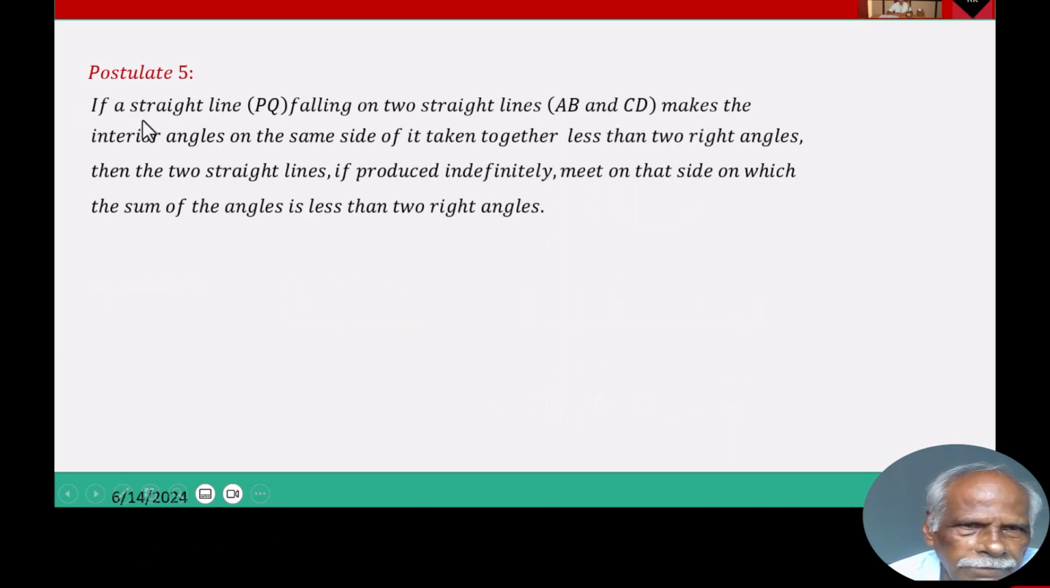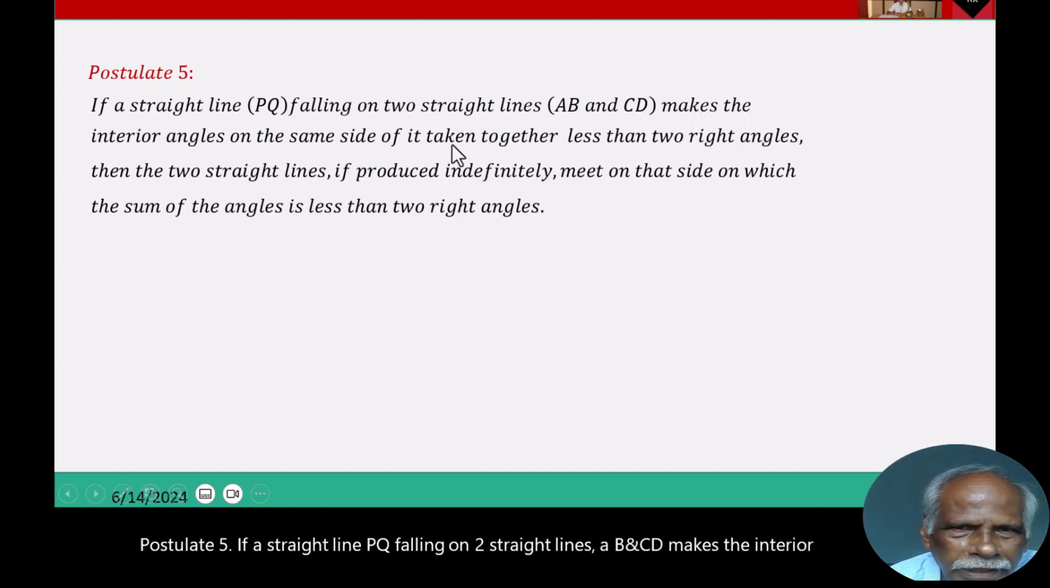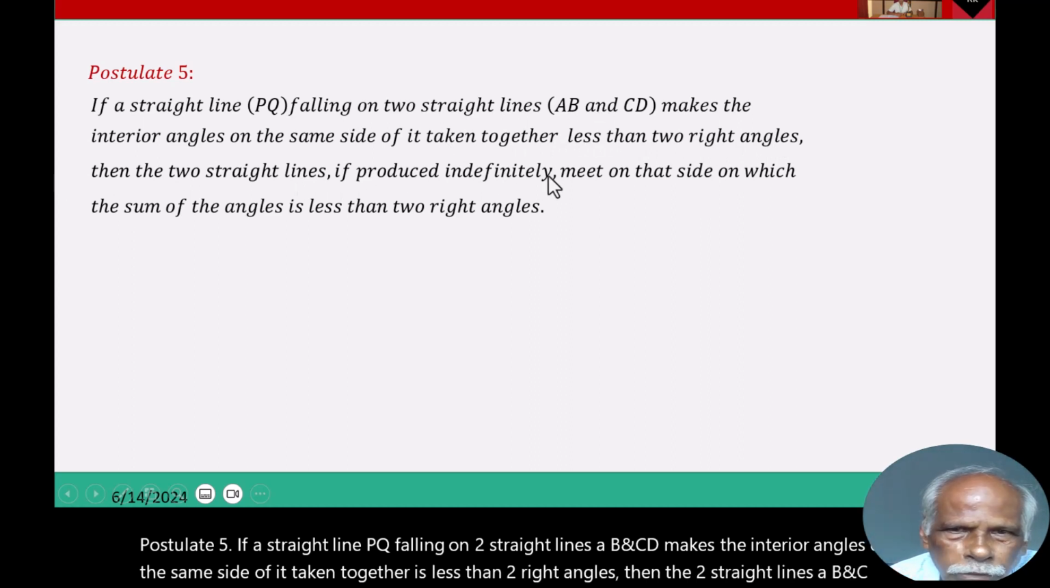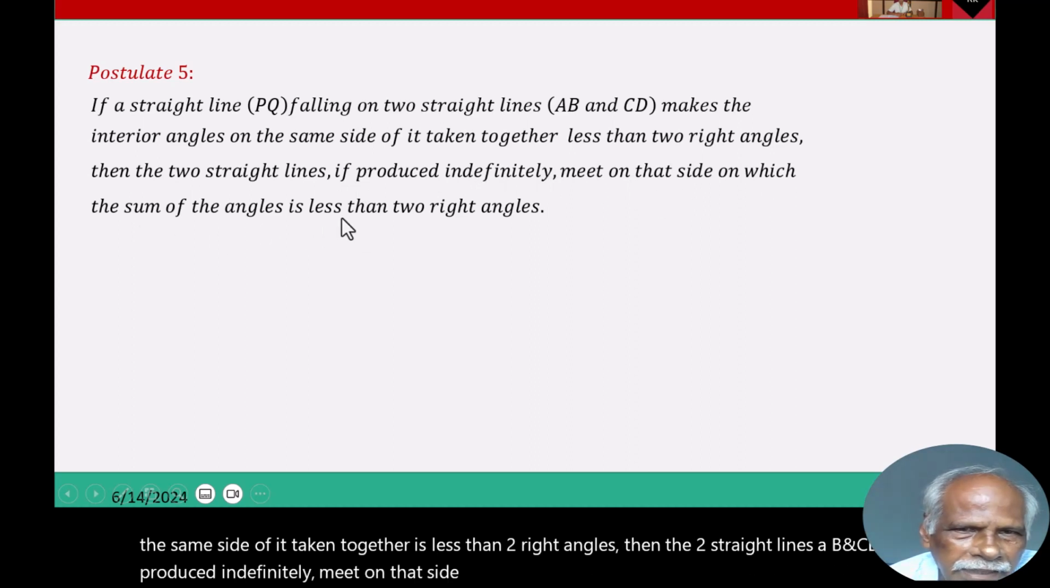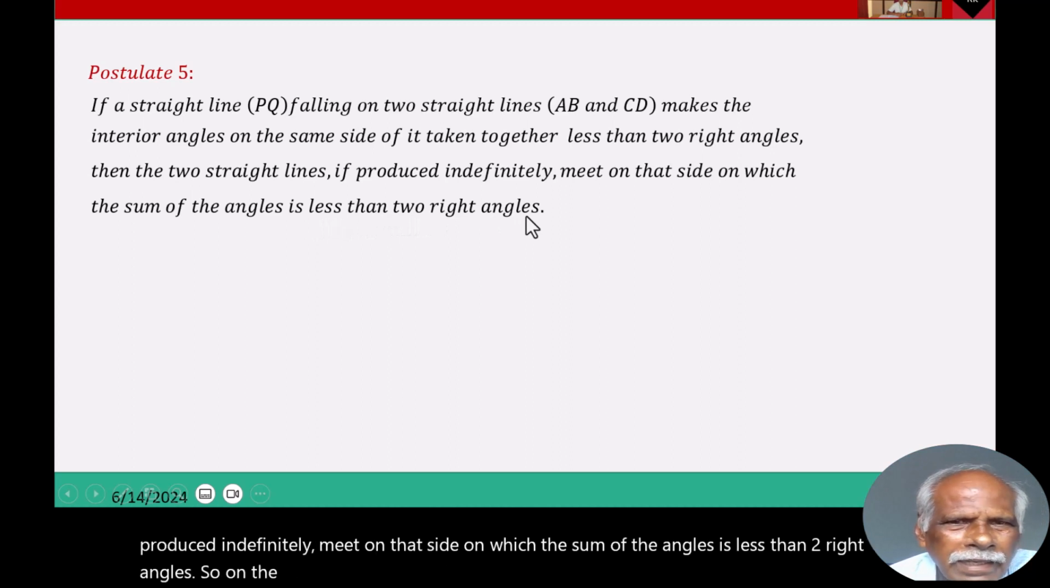Postulate 5. If a straight line PQ falling on two straight lines AB and CD makes the interior angles on the same side of it taken together less than two right angles, then the two straight lines AB and CD, if produced indefinitely, meet on that side on which the sum of the angles is less than two right angles. So on the other side it will be greater than two right angles, it will never meet.